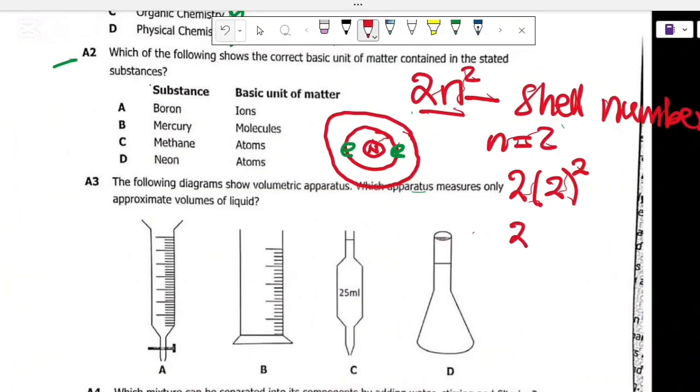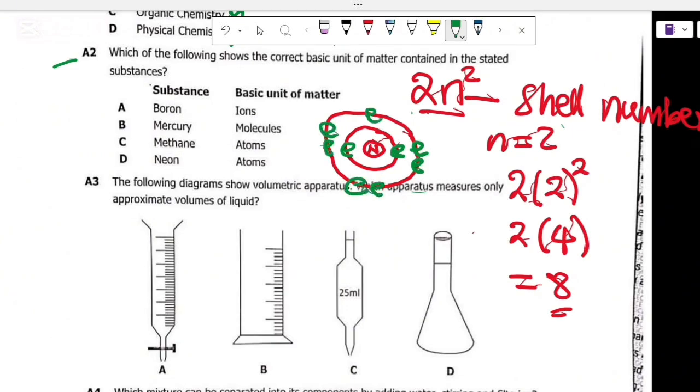So you're going to have 2. Inside you're going to have 4 because 2 times 2 is actually 4. Then 2 multiplied by 4 is actually going to give you 8. So this means that the second shell should have the maximum of 8 electrons. So you're going to write them 2 here in that order. 2 here, 2 here, and 2 here. So you have the structure of an atom.